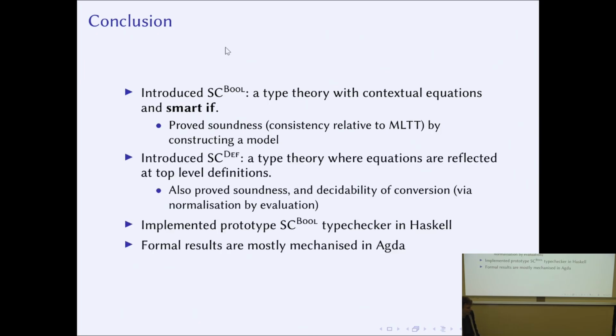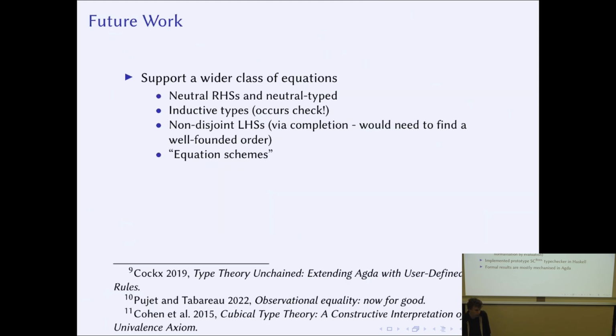So anyway, conclusions. Introduce these two type theories, right? SC-ball and SC-def. Prove soundness of both by constructing models in Agda. And then also normalization by evaluation is mostly mechanized in Agda for SC-def as well. And then also the type checker, which you saw earlier.